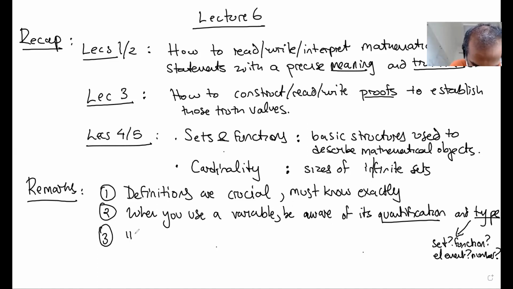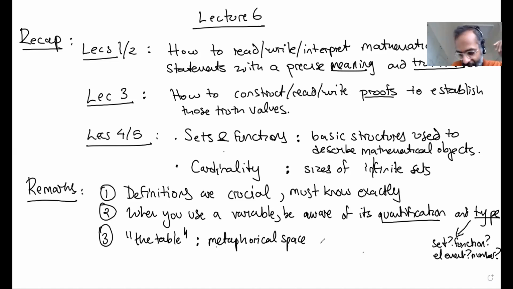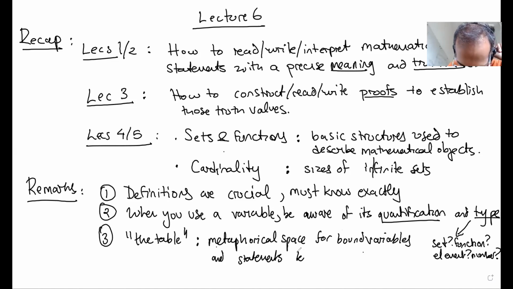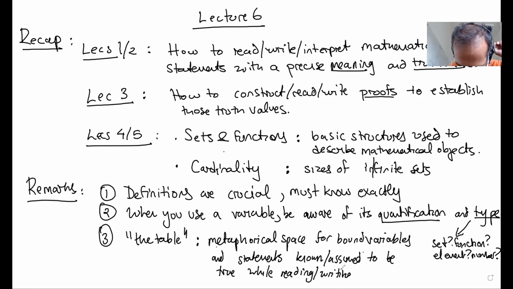And another general comment: I've been talking about the table during the last few lectures, and somebody pointed out on Piazza that I never precisely defined it. So really, this is a metaphorical space in your head where all of this information is stored for bound variables and statements either known or assumed to be true, while you're reading or writing a proof. It's kind of like your working memory. A proof is in some ways like a computer program. You run it in your mind, and the table is sort of the working memory of what's going on in the proof.